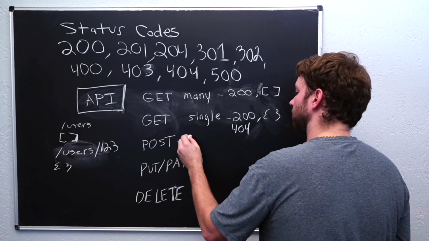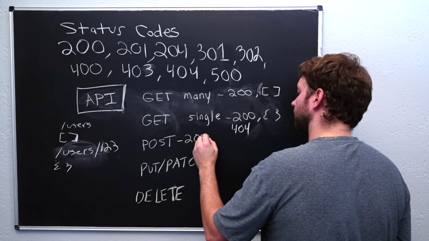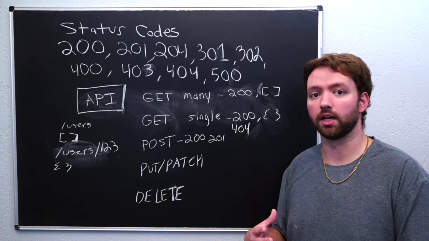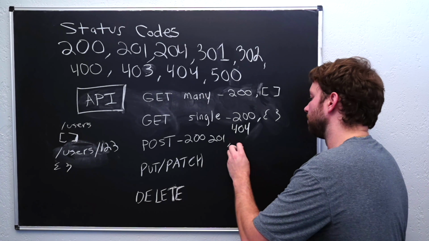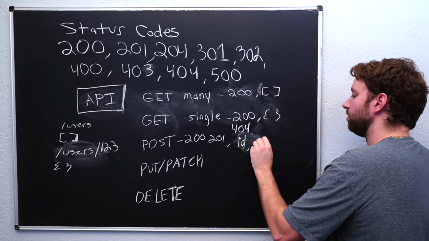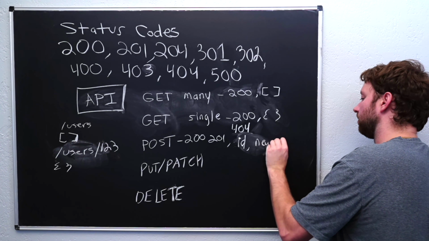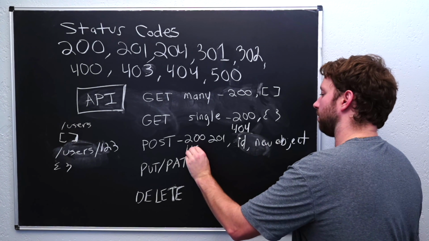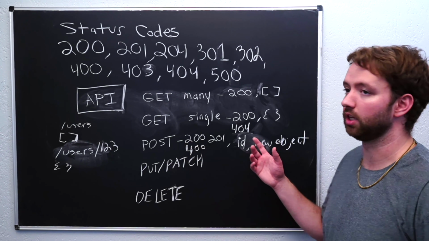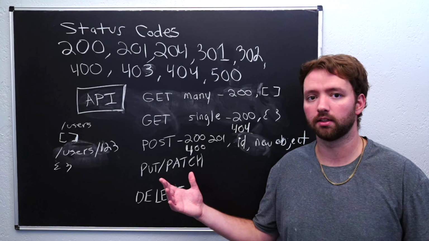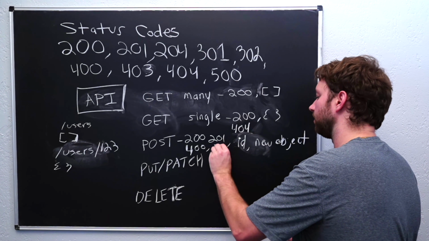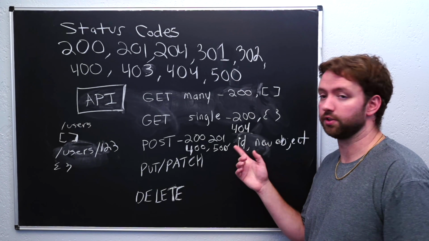Now for post, you will usually see 200 or 201. So usually 201 is used for creating new data. And then often this will return the ID of the newly created thing or the new object entirely. This can also give back a 400 if you give bad data to the request. So if the data you're trying to create is invalid, then you can get a 400. Or if that insert is not working properly, you might get a 500 for the server error.